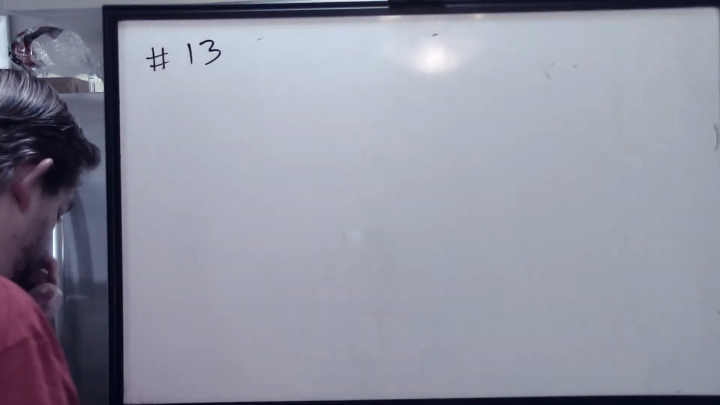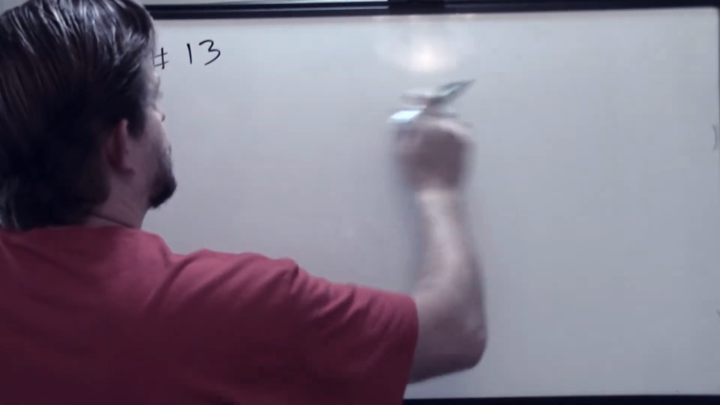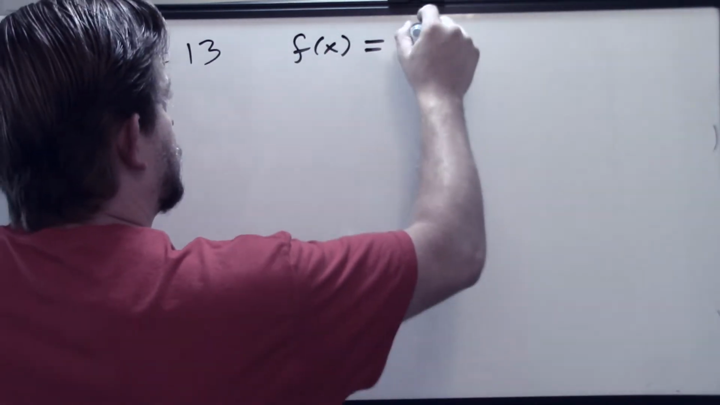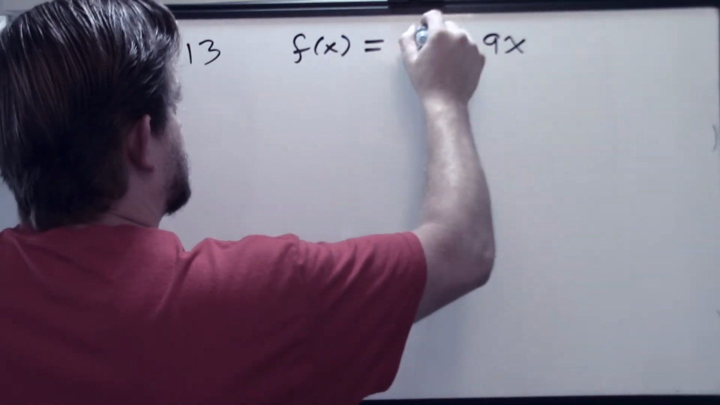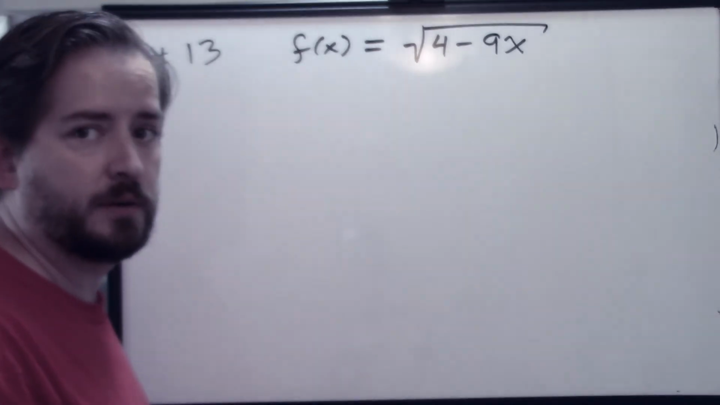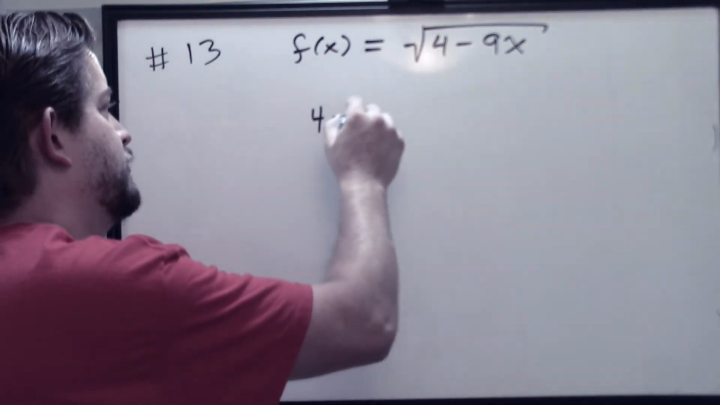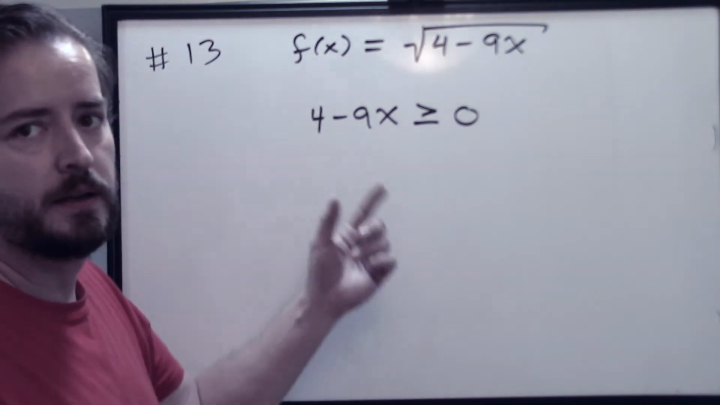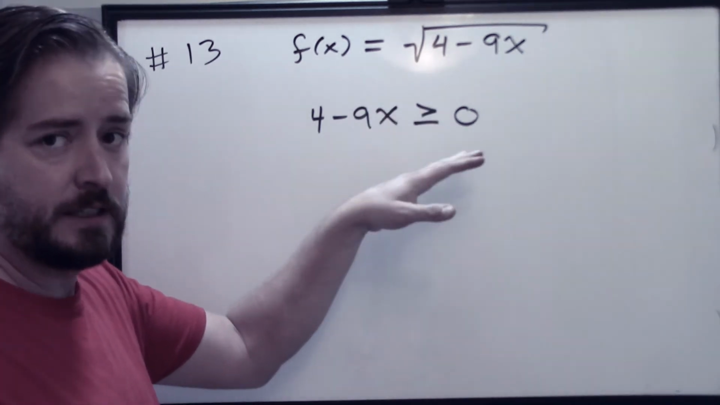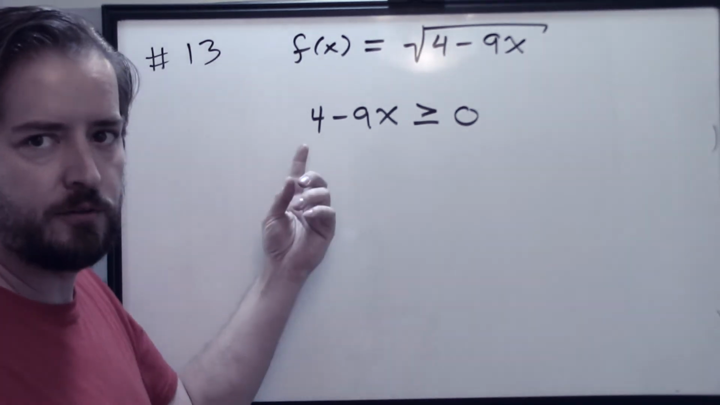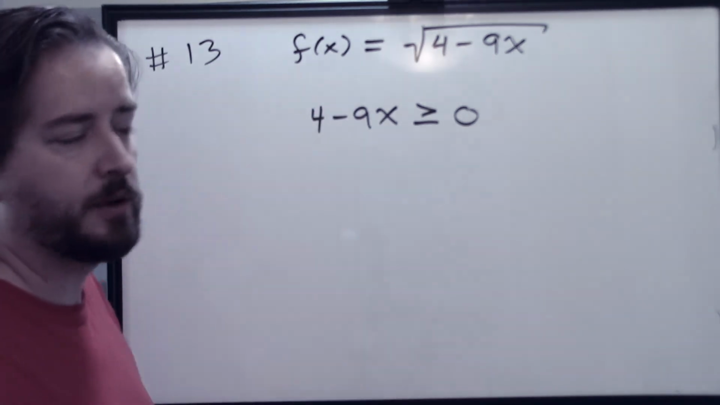Let's look at number 13. 13 is also asking for the domain, but we have a different function. We have the square root of 4 minus 9x, right? And the issue here is that we have this square root, and I can't take the square root of a negative number, right? So that is to say, whatever's under this, 4 minus 9x, has to be greater than or equal to 0. That's the issue, right? If it's less than 0, we have a problem. If it is 0, it's fine because the square root of 0 is 0, but the square root of any positive number is okay. So whatever's under the square root simply has to be greater than or equal to 0.